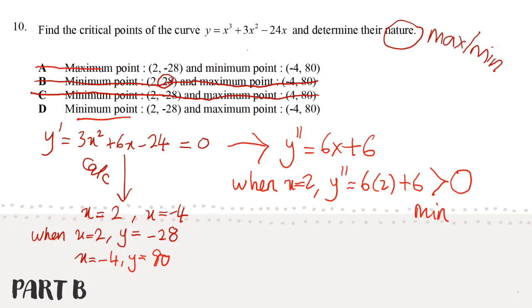And you may ignore A. Your answer is definitely D. No need to check for x equal to -4. Okay.